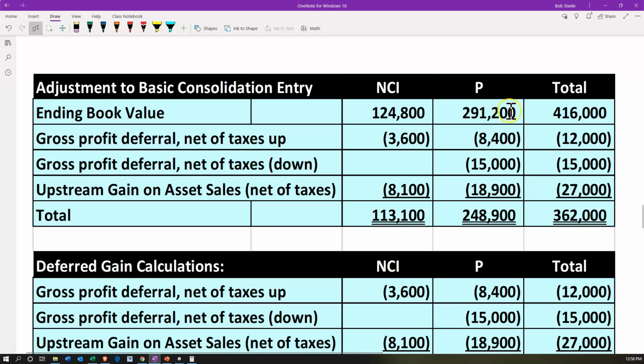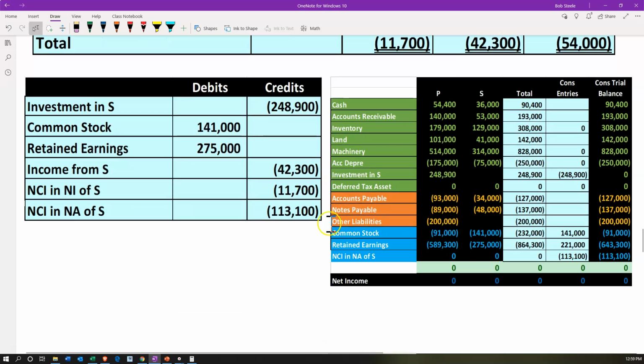So this was our starting equity position. Then we made these adjustments to this equity position, basically the 362. Then we're breaking them out between the controlling and the non-controlling interest. That 248.9 and the 113.1 are what we are including here now. Posting this out, we've got the investment in S up top, bringing it on down to 0. We looked at the common stock. We looked at all these items already.